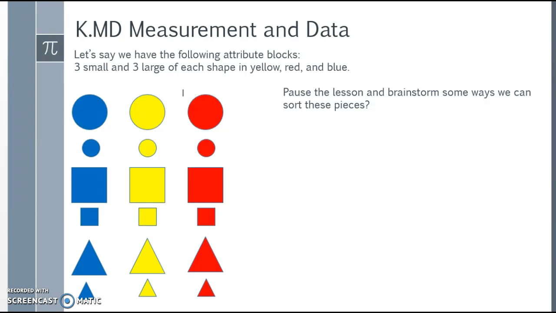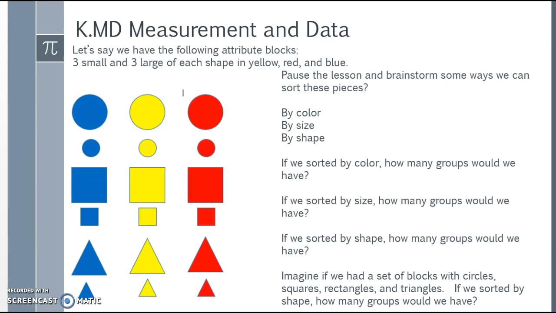Let's say we have the following attribute blocks: 3 small, 3 large of each shape, and yellow, red, and blue. Pause the lesson and brainstorm some ways that we can sort these pieces. So just jot down some ways that we could sort these pieces out. We could sort them by color, by size, by shape.